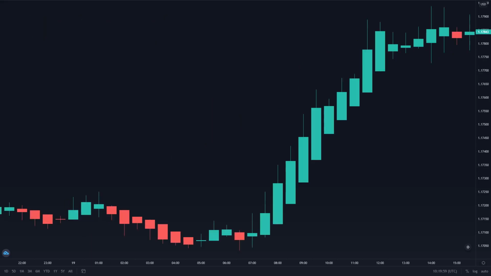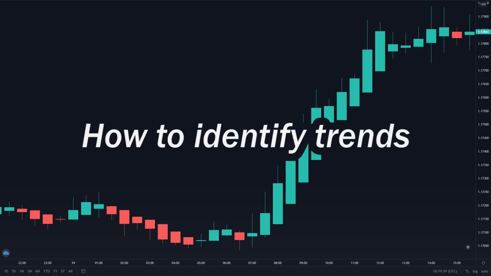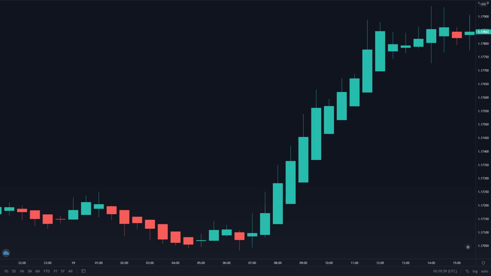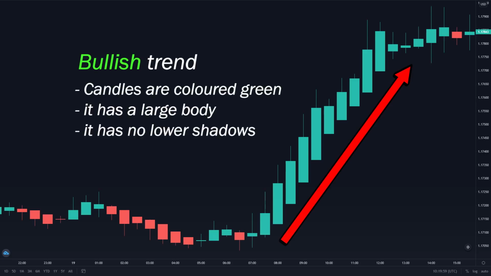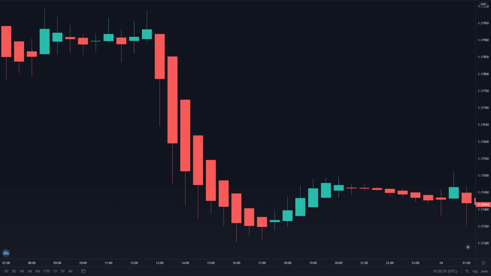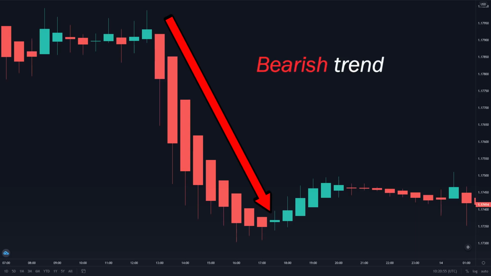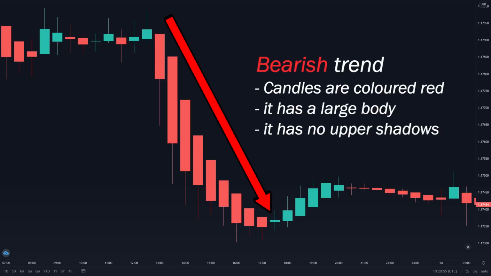So here's a quick way on how to identify the current trend using the Heiken Ashi chart. You can identify a strong bullish trend if the candle is colored green, it has a large body, and it has no lower shadows. And you can identify a strong bearish trend if the candle is colored red, it has a large body, and it has no upper shadows.